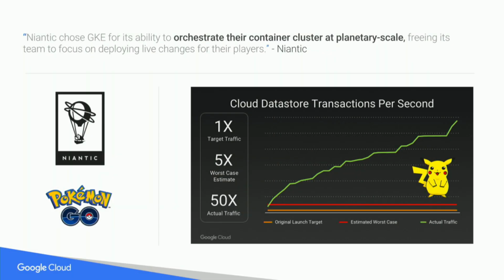And if you remember last year, there was a great big launch, Pokemon Go. Niantic was on Google Container Engine. If you look at this graph down here, the orange line on the bottom was their original launch target. The estimated worst case that they came up with was 5x, the red line right above that. But the green line is what the actual traffic was, and you can see that was 50x what they estimated. So this type of scalability, this type of growth, this type of planetary scale was really possible by going with a solution in Google Cloud using Container Engine. We're really able to scale to this type of traffic and load at a planetary scale.